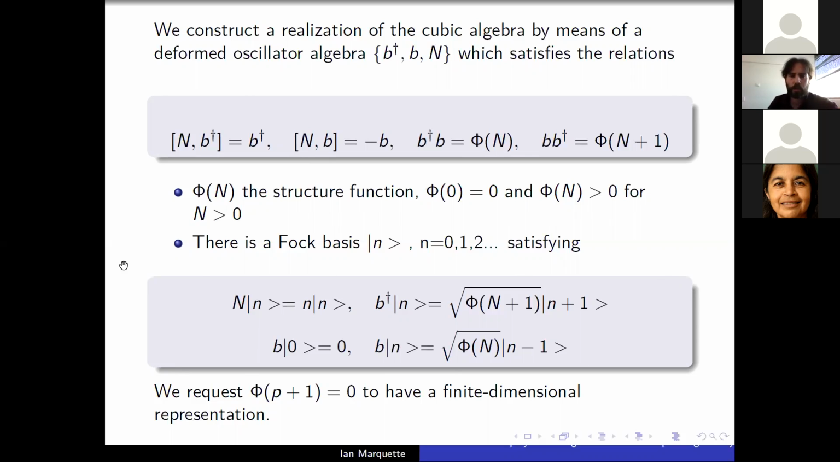Generally, the structure function will depend on the Hamiltonian and also the central element. So this will provide constraints on the energy spectrum when you look for a superintegrable system. You have a finite dimensional representation when the structure function vanishes for some integer p+1. This indicates that every level has a degeneracy of p+1.